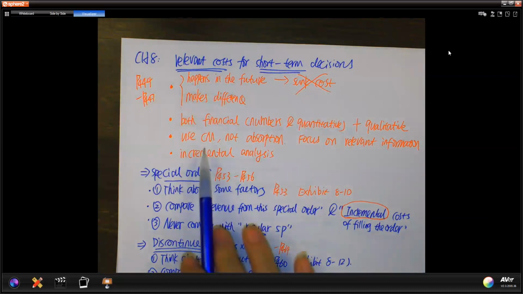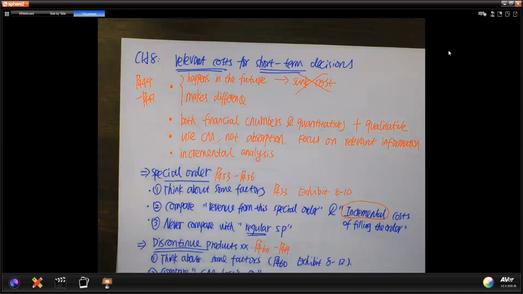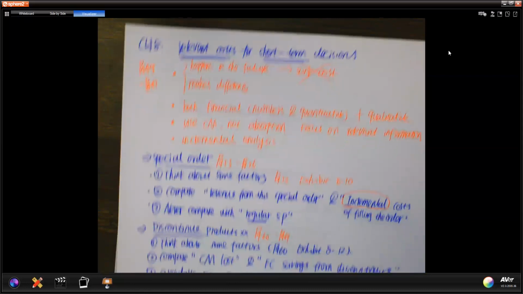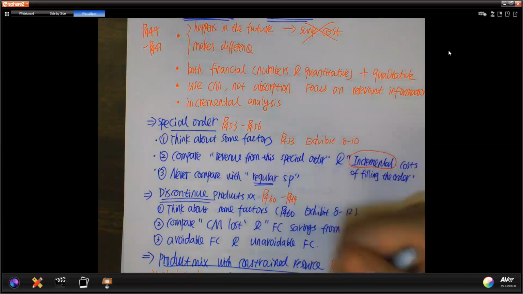And then we should use the contribution margin. We don't use absorption, the total cost. We focus on relevant information, and then we also do incremental analysis. That's what we did in chapter 8. So it's really more of an understanding part. Focus on relevant information. Don't use all the information. We just do incremental. What's the difference? What's the extra? What's the increase? What's avoided? What will be affected? So those are our relevant information. And then we apply that to 4 different situations we did in chapter 8.